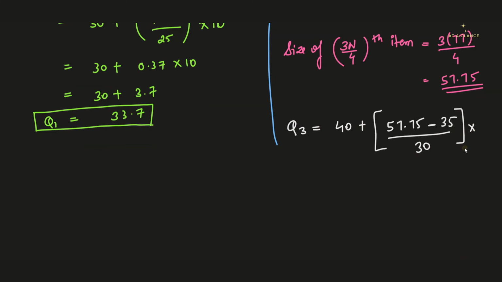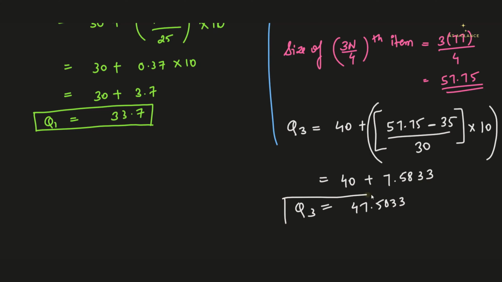Now the height of this interval is 10 again because it is 40 to 50. So 50 minus 40 is nothing but 10. Now we have all the values. Let's calculate it. We'll get 40 plus, and the answer of this entire part comes out to be 7.5833. 40 plus 7.5833 is nothing but 47.5833. So this is the value of Q3.